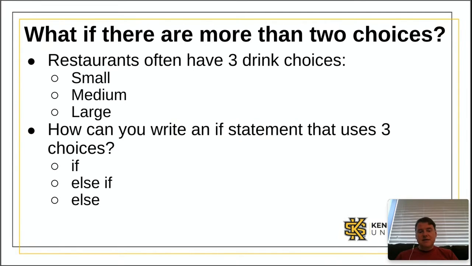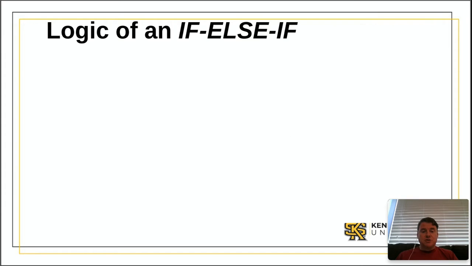And so let's take the example of a restaurant that might have 3 drink choices, small, medium, and large. So if you were writing some code to dispense the liquids into the drink cups, you'd have to know whether it's a small cup, a medium cup, or a large cup to know how much liquid to drop in there. And so that's a case where you'd have 3 choices, because small, medium, and large.